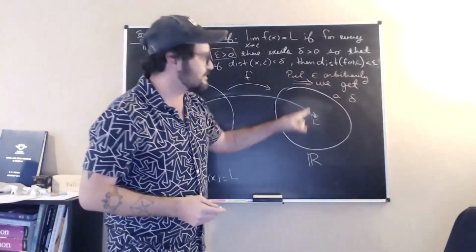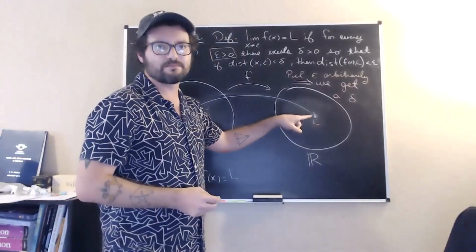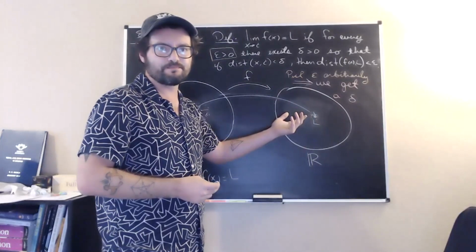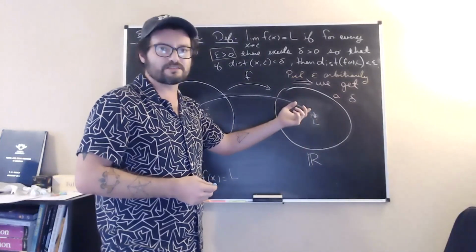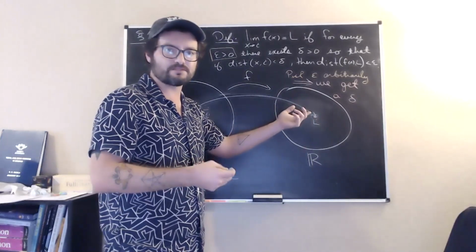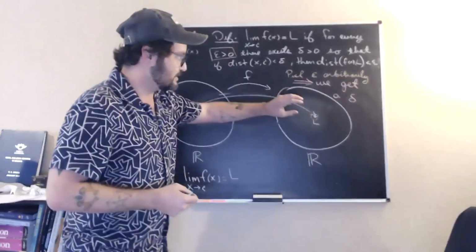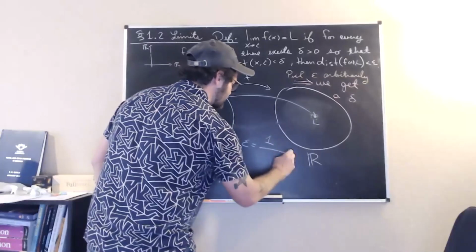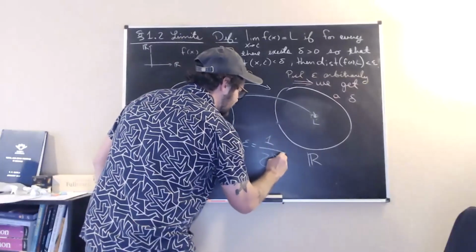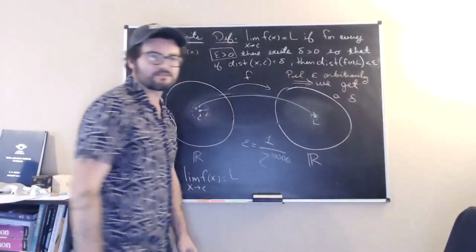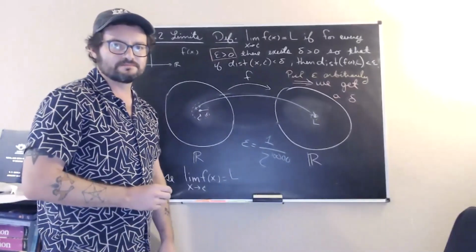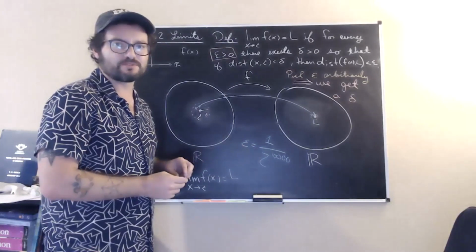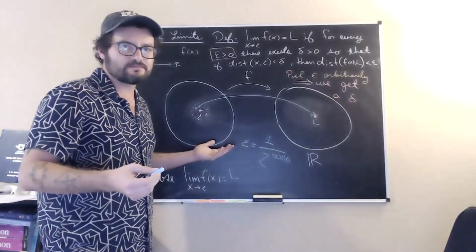We could take an even smaller delta, smaller epsilon. It doesn't matter how small we pick it, as long as it's positive. Epsilon could be like 1 over 2 to the power 10,000. That is an incredibly small number, but it doesn't matter.